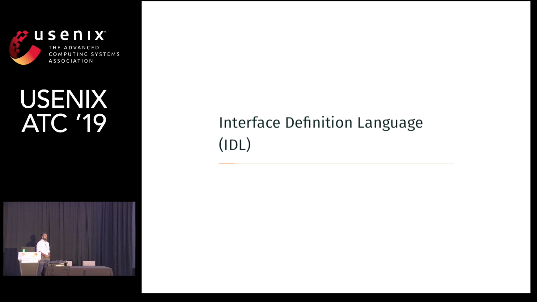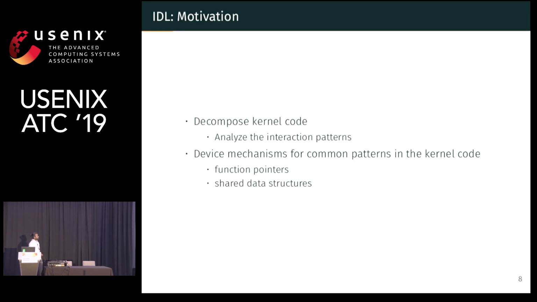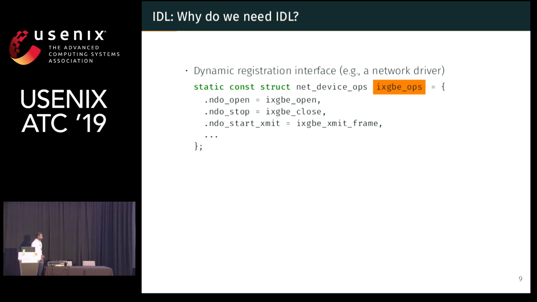To solve that, we created an interface definition language. The main goals are to decompose kernel code and to analyze the interaction patterns between the code that we wish to isolate and the rest of the kernel. We devise mechanisms that abstract the common interaction patterns of the isolated code and the kernel, for example, function pointers and shared data structures.